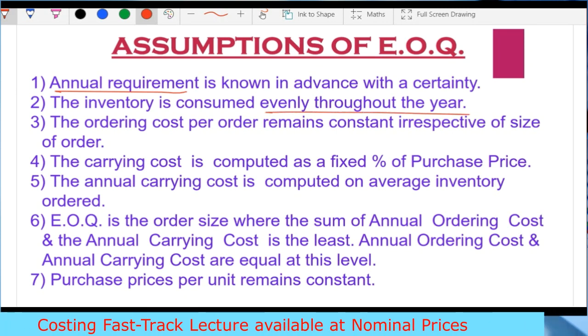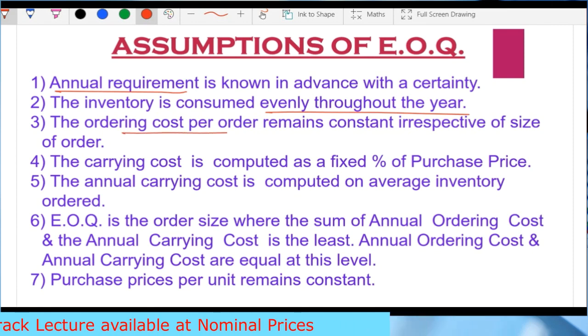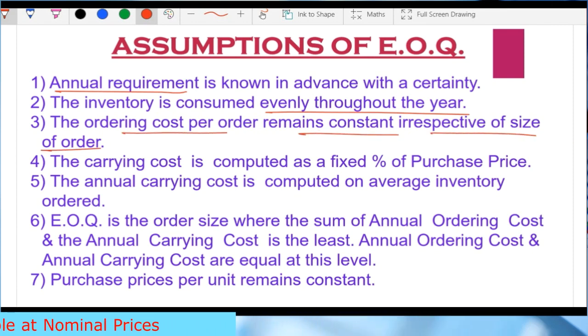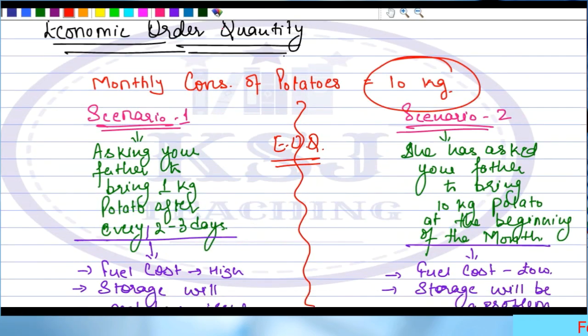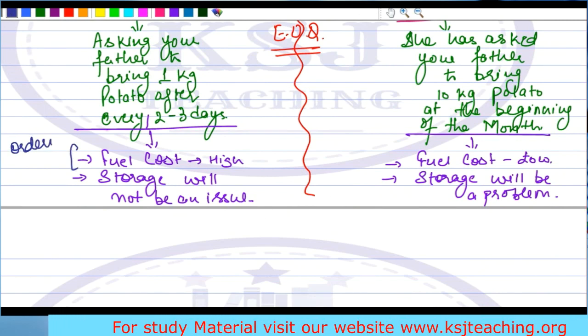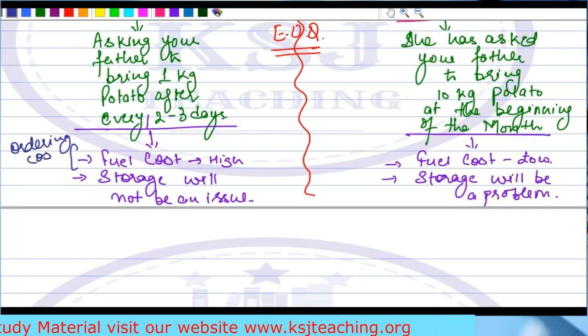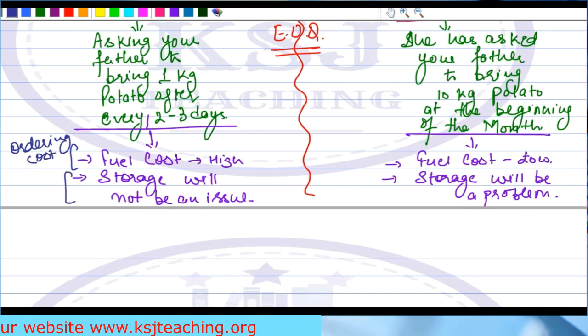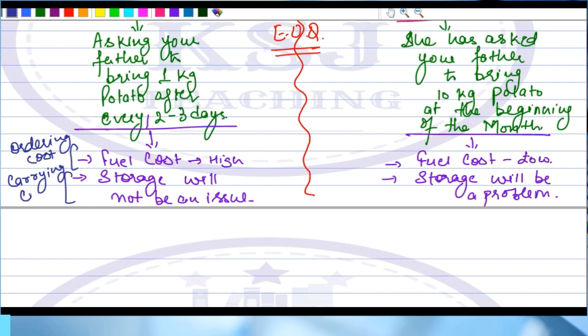On an even basis, the ordering cost per order remains constant irrespective of the size of the order. What is the ordering cost? Sir, I told you this fuel cost is nothing but ordering cost, and the storage problem is nothing but my carrying cost. I'll come to this and explain in detail also. Don't worry about it, okay?